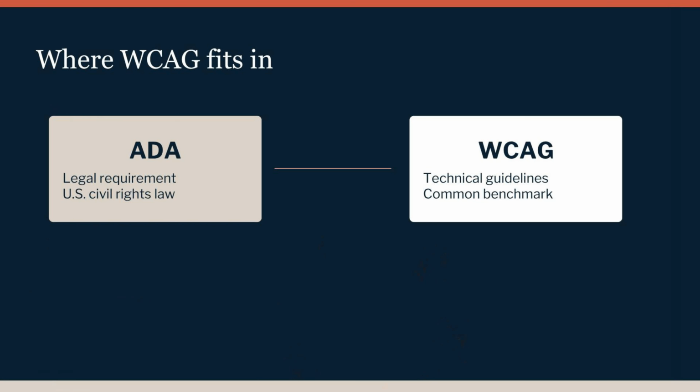ADA sets the legal requirements, at least here in the United States. Many parts of Europe have similar standards like the EAA or the European Accessibility Act. So those set the laws, while WCAG are the guidelines or the benchmarks on how to fulfill the law. So when people say, is my website ADA compliant? What they usually mean is, is my website accessible enough to align with WCAG and reduce my legal risk?